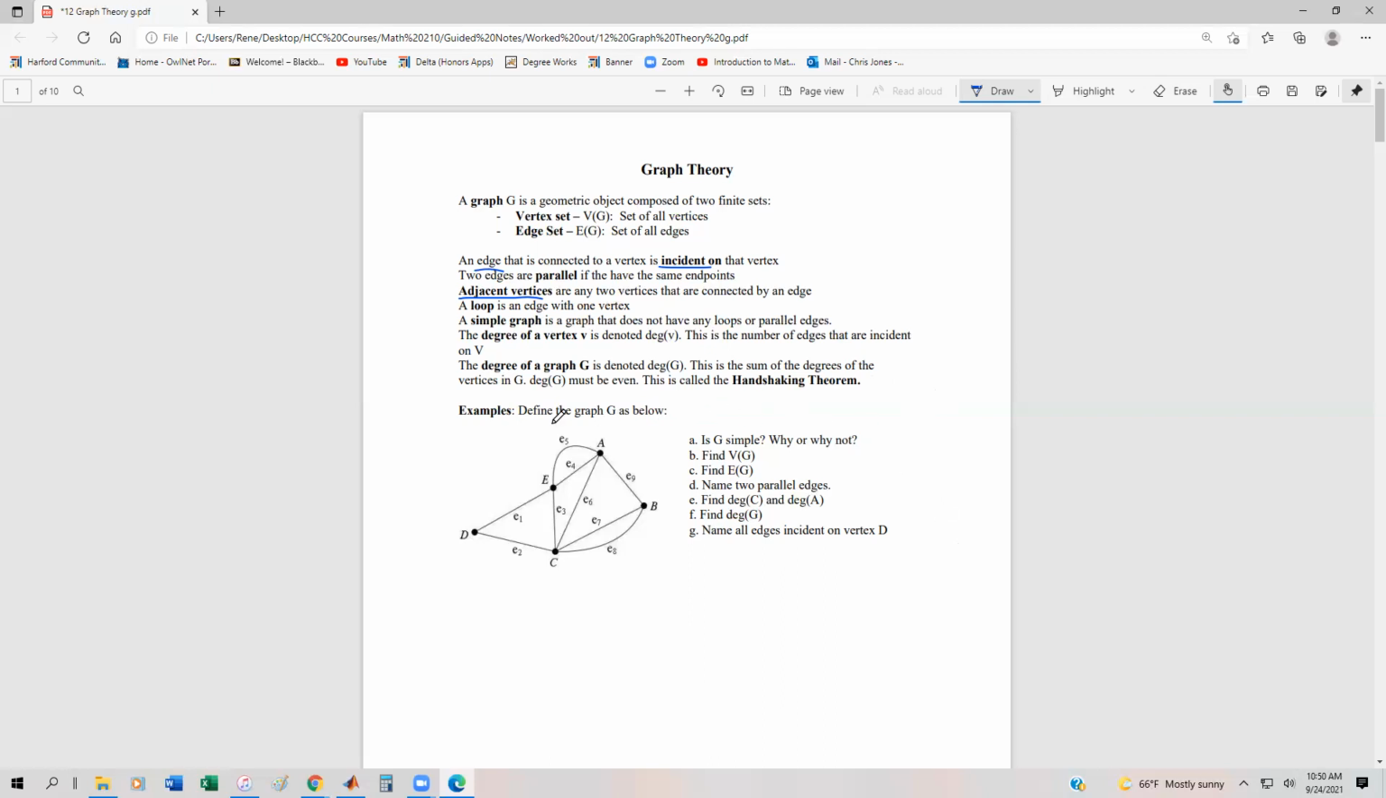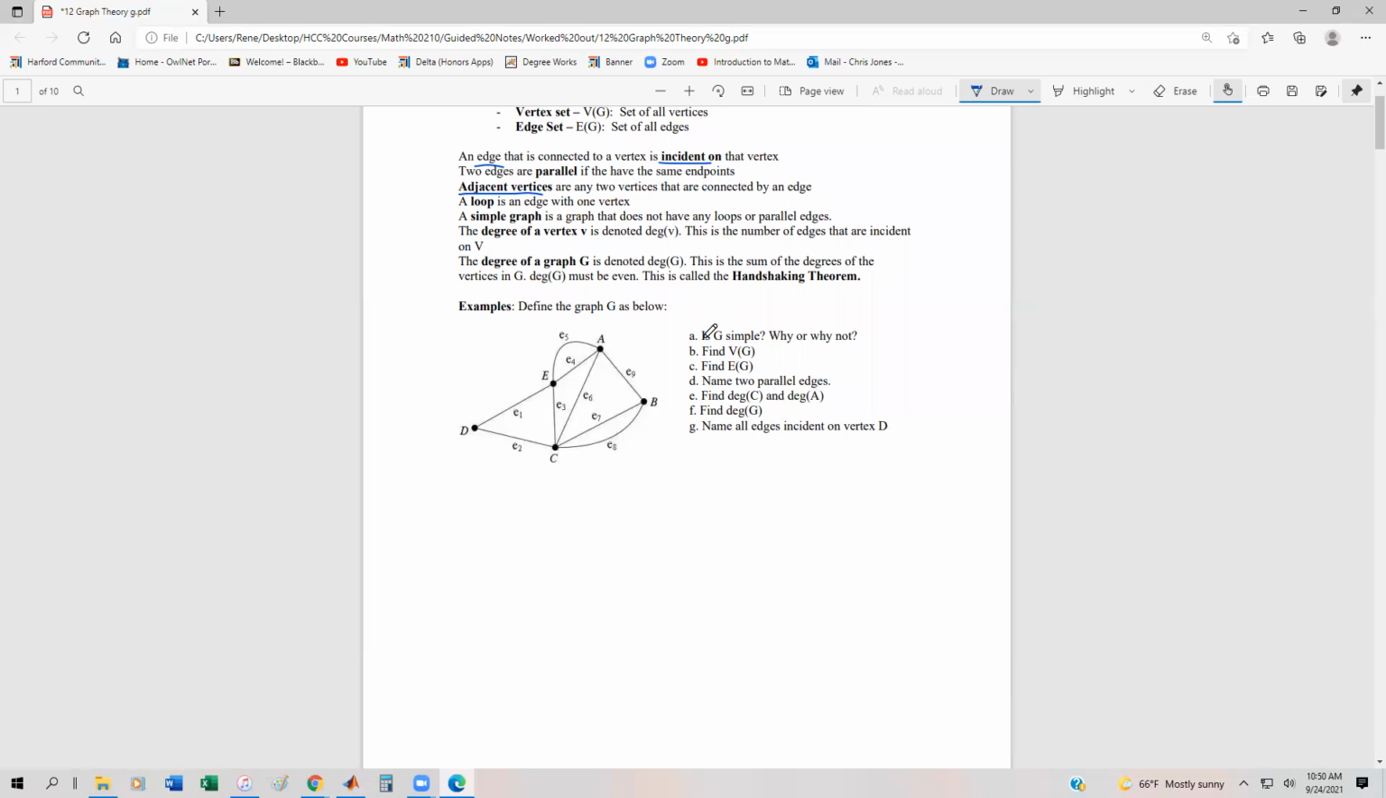So let's take a look at the graph below and determine some of the basic fundamental definitions applied to graph theory. We ask, is G simple? Why or why not? We go back up to the definition of simple. Simple says that there are no loops or parallel edges. And parallel edges have the same endpoints. I already mentioned that E7 and E8 are both incident upon C and B. In other words, they both have their initial and terminal points on C and B. So we would say that no, G is not simple.